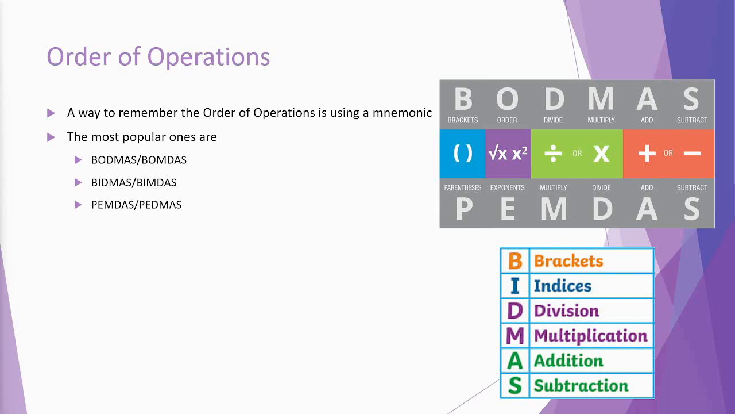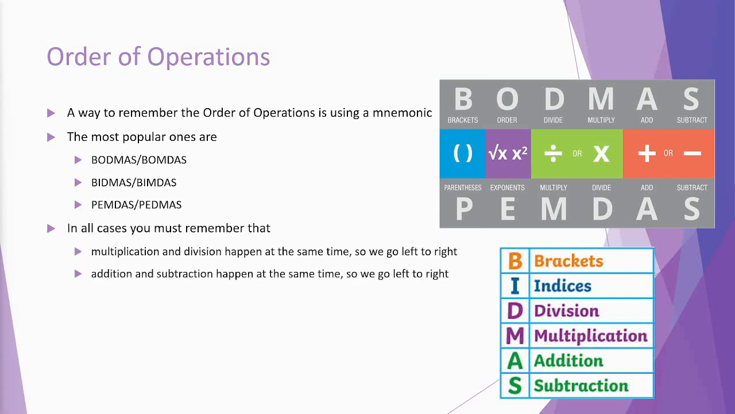But with all cases, we need to remember that multiplication and division happen at the same time. So we need to go left to right, and addition and subtraction happen at the same time. So we need to go left to right with those operations. And if you have a look at the images on the right hand side, you can see that multiplication and division are usually in the same color, and same with addition and subtraction.